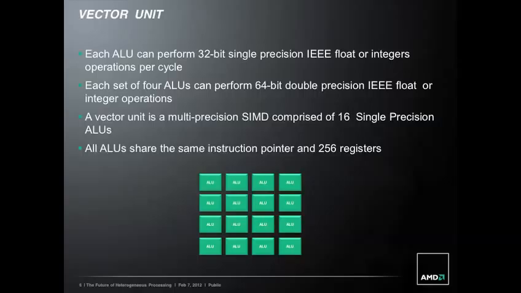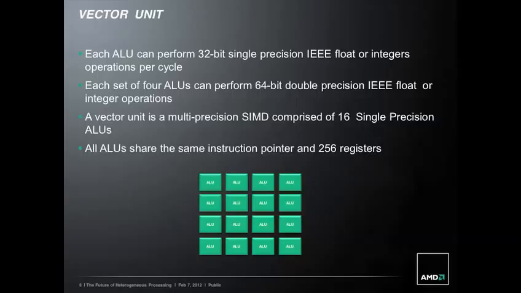The basic unit is an ALU. An ALU can perform 32-bit single precision, either floating or integer operations, like you're used to. And if you take four of them, it can do 64-bit double precision calculations. And if you take 16 of these, you get a vector unit.